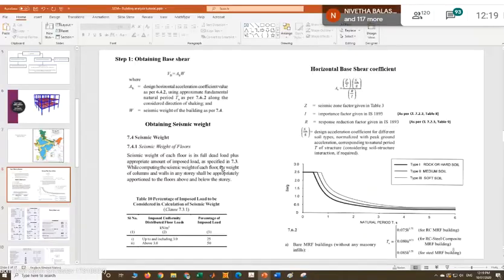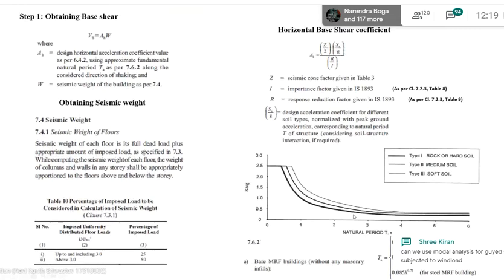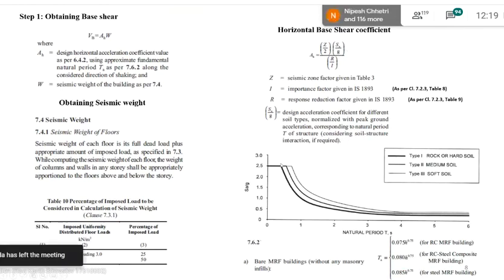Okay, so let's see this slide only. In this slide, SA by G is there. So we need to know what is the SA by G, what is the seismic force acting on our model. For that, we are calculating AH, and for calculating the AH, we need to know what is the SA by G, right? So SA by G can be obtained from this plot. For that, we need to know what is the natural period T of our building.